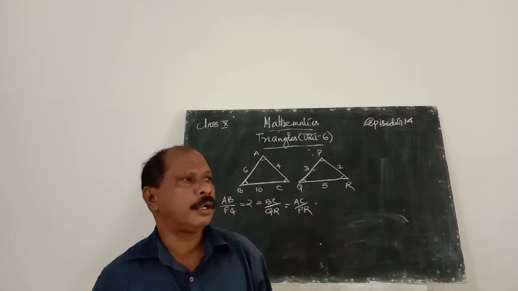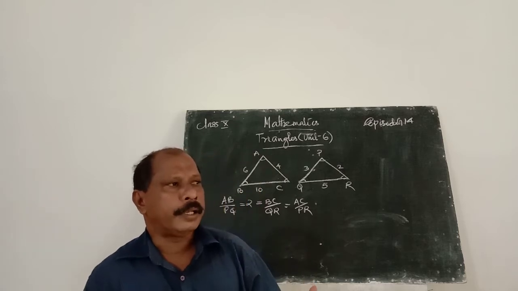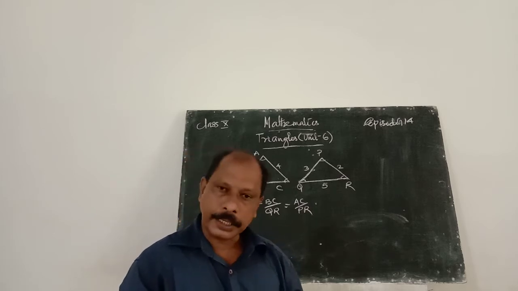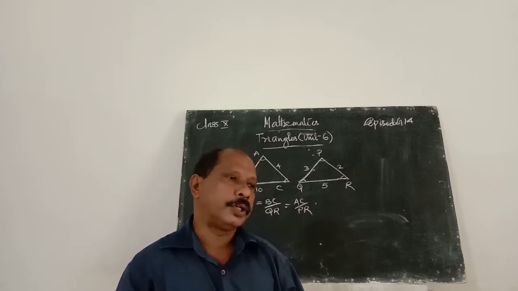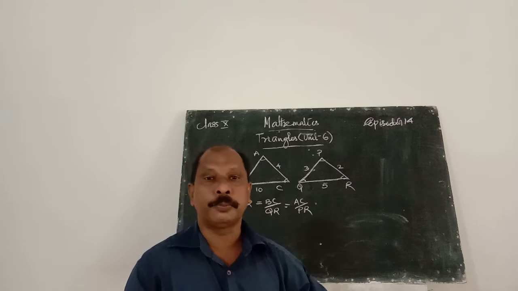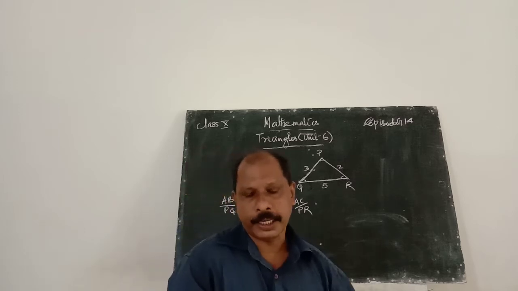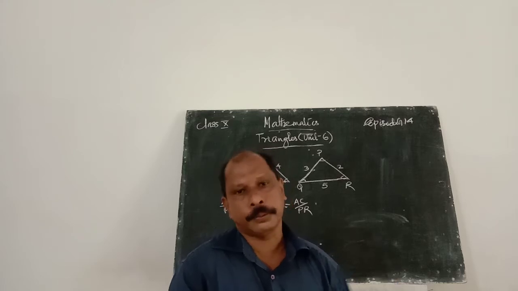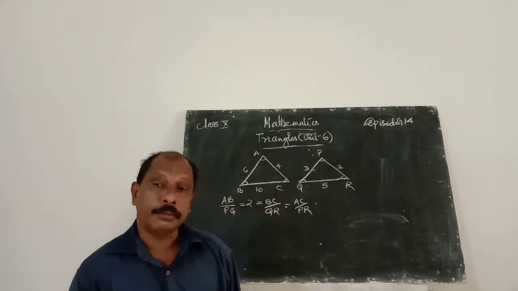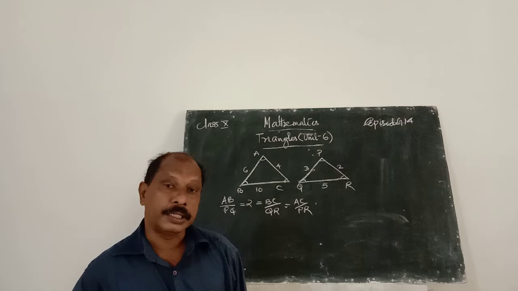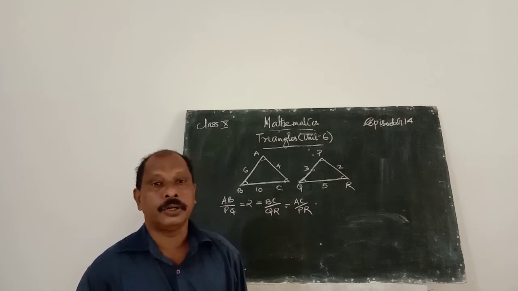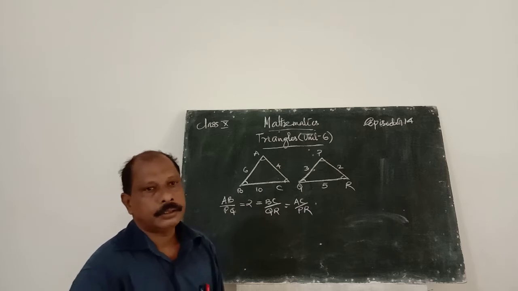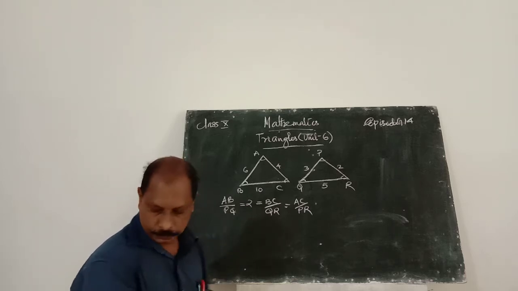What do you mean by proportional? One variable varies, the other also varies. If one variable increases, the other variable also increases, they are directly proportional. If one variable decreases, the other variable also decreases, that is also directly proportional. But if one variable increases, the other variable decreases with a constant ratio, it is inversely proportional.